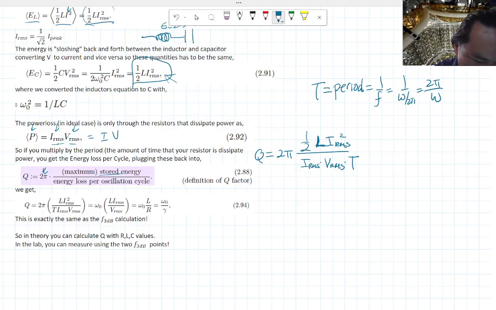So in this case, one factor of the RMS cancels out. But then you have this ratio of I RMS over V RMS. Since these are concerning the resistors, there's only one current, so this one voltage is actually across the resistors. That's how we calculate power. In that case, we can use Ohm's law.